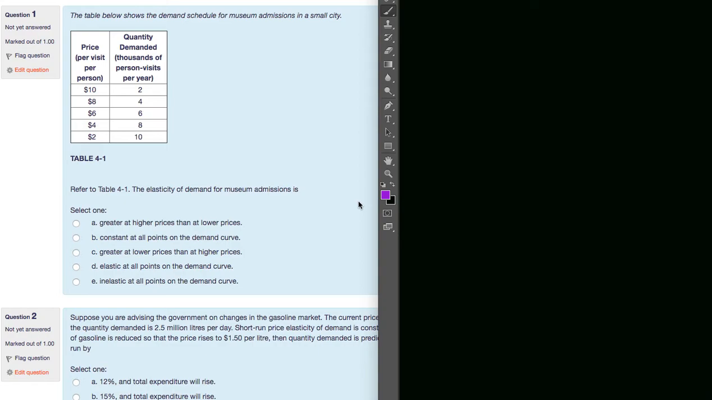Here we have a question with a table, and it says refer to this table and talk about the elasticity of demand. If I look at the table, it's very similar to the one that was shown in the notes, that it is very linear. For every drop of $2, there are 2 units more quantity demanded, and so on. So it's extremely similar to the linear example that we had in class, a linear demand curve.